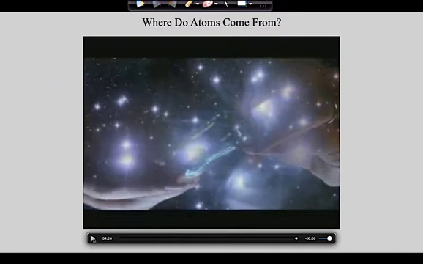Iron. Iron is not fusible. The star cannot generate enough energy to get iron to stick to other atoms. And so eventually the star becomes a big bundle of iron, and it burns out. It's kind of like your propane grill running out of propane. It doesn't have anything to burn anymore, and it flickers and goes out.